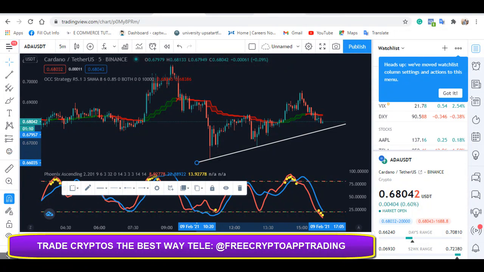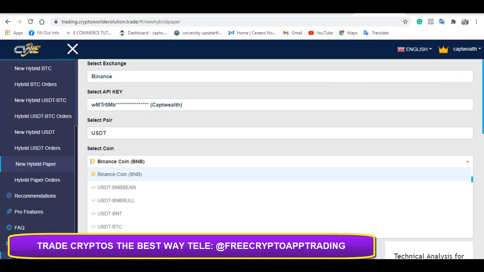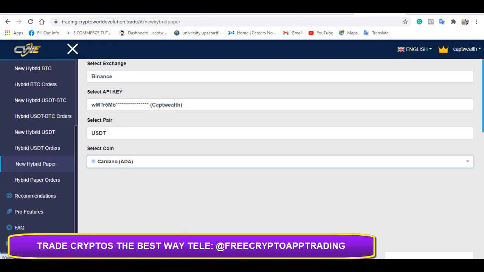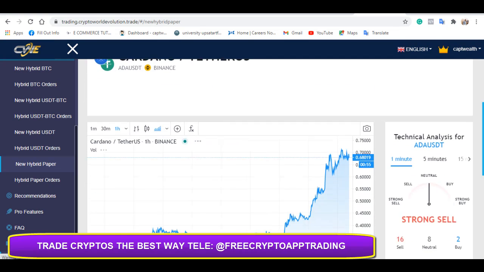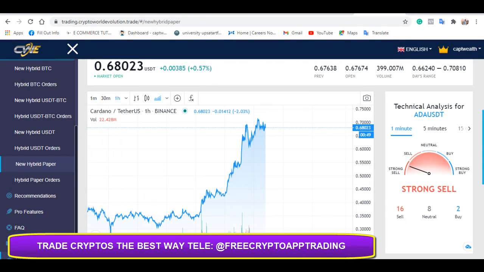Go to your crypto world now, the same procedure, but when you get to select coin, put your ADA and see what is going to happen. And look at what I'm talking about. It's telling you strong sell, strong sell. Once you see strong sell, it is the best time to enter this market.